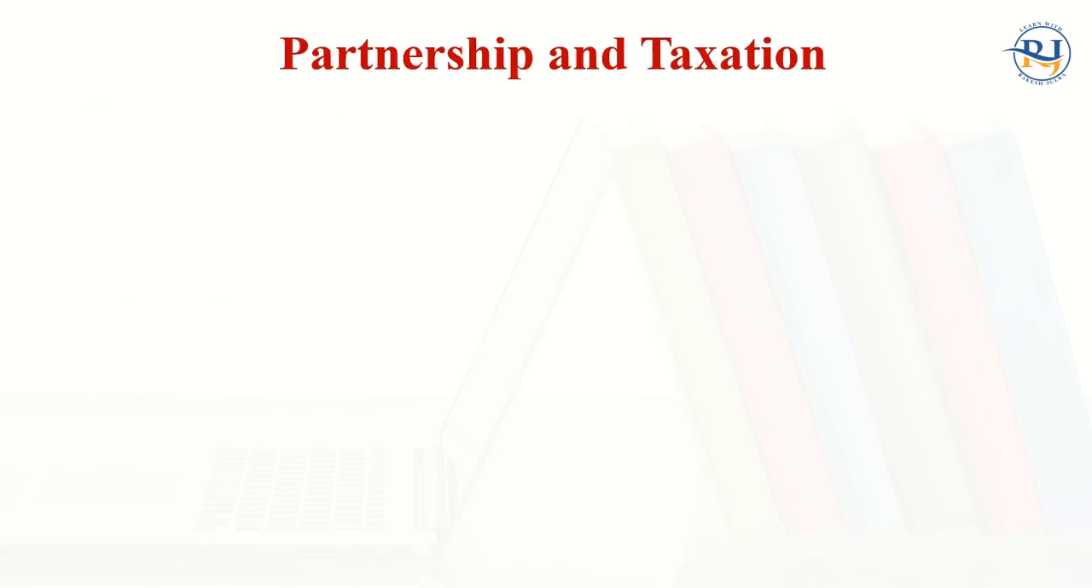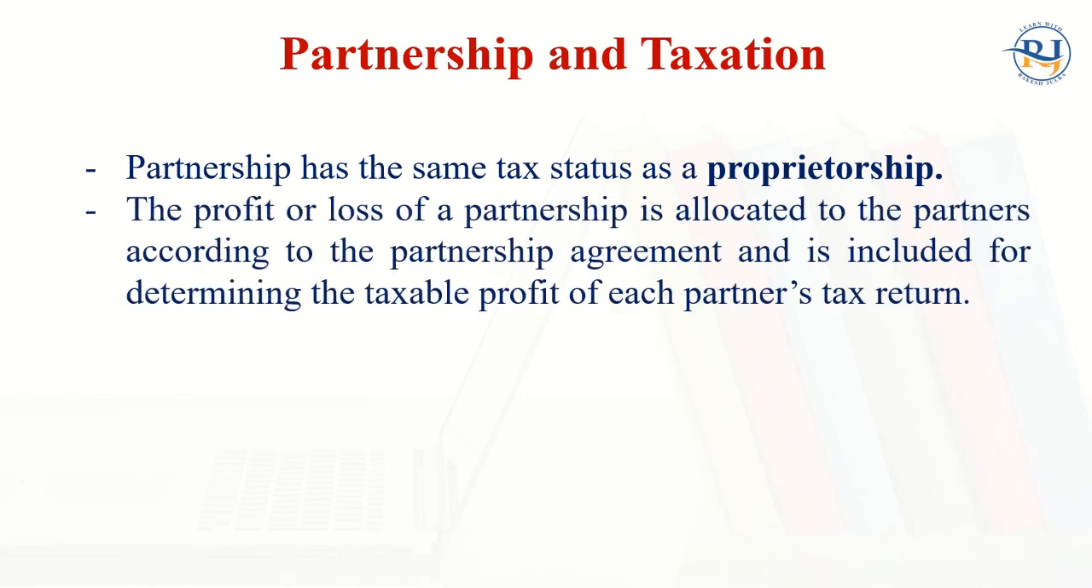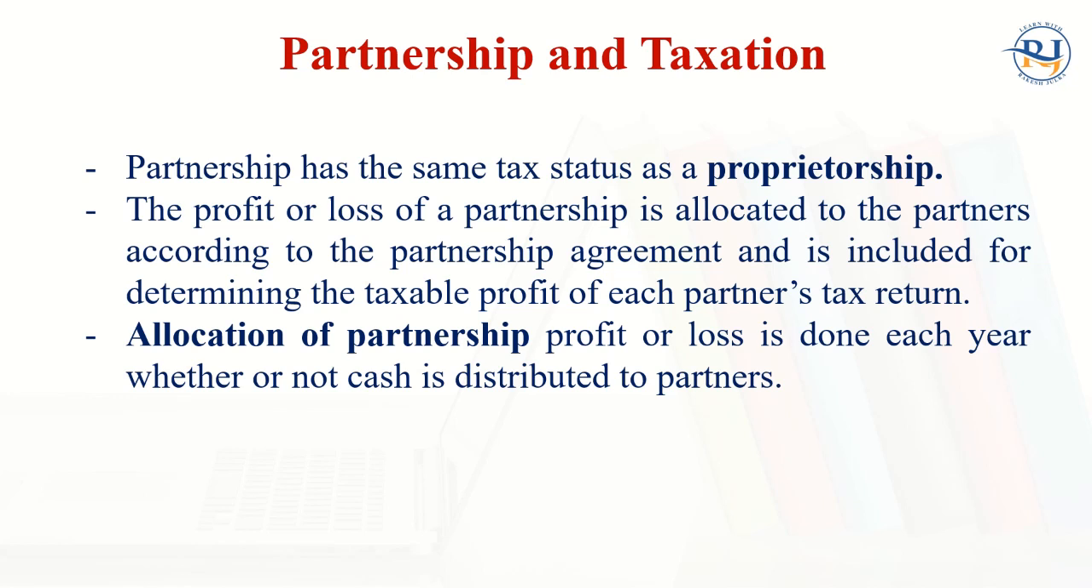Now, partnership and the taxation system. A partnership has the same tax status as a proprietorship. The profit or loss of the partnership is allocated to the partners according to the partnership agreement and is included in determining the taxable profit on each partner's tax return. Allocation of partnership profit or loss is done every year, whether or not cash is distributed to the partners.